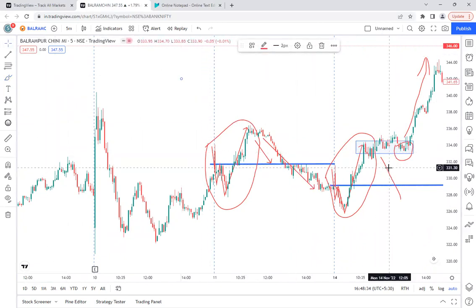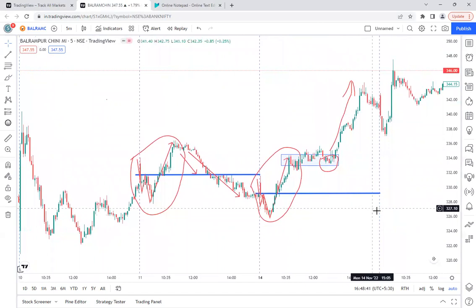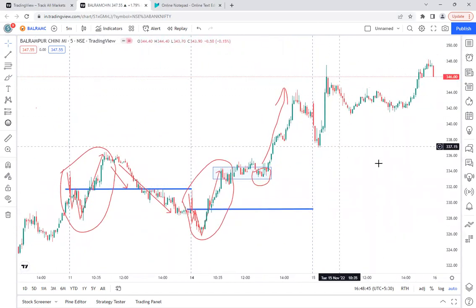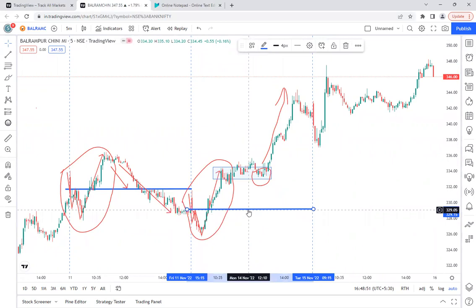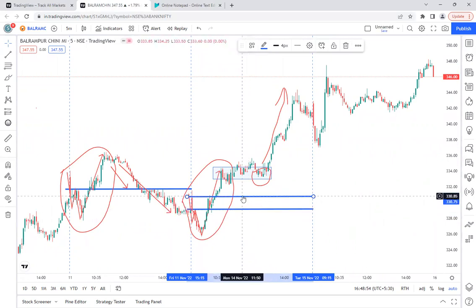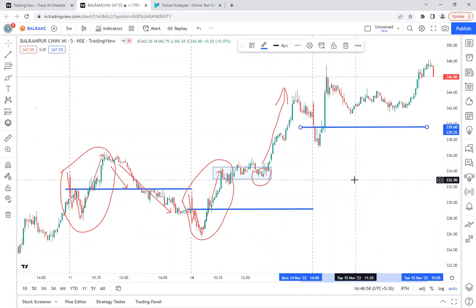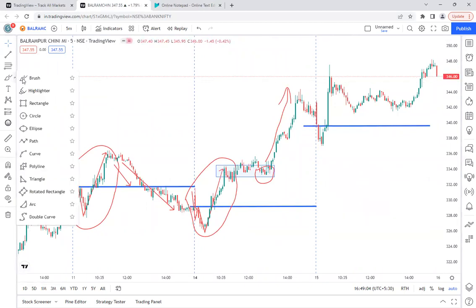Okay, so now let me go to the 15th November price action. If I come to the right side direction, this is today's, the 15th November's, price action. As I was saying, today also they gave the same kind of price action that they have been giving in the first 1 hour for the last 2 days.